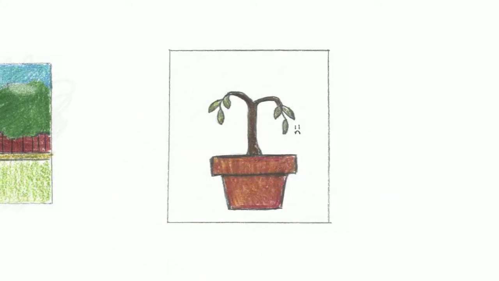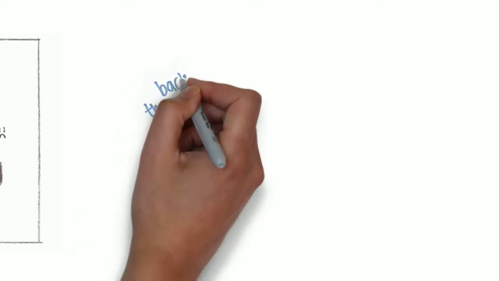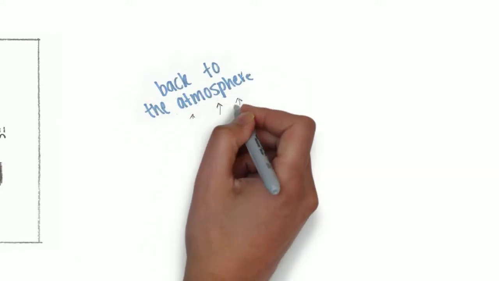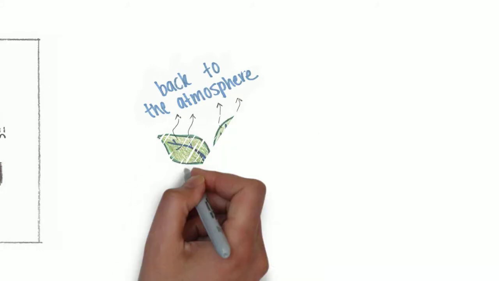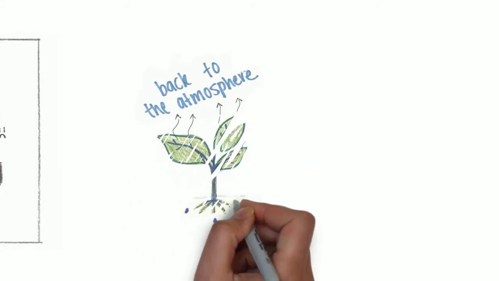Even when they're working well, water needs to be circulated throughout the plant to reach the tip of the leaf, where it is then returned to the atmosphere. This process, known as transpiration, is made possible by vascular tissue in the plant called xylem.